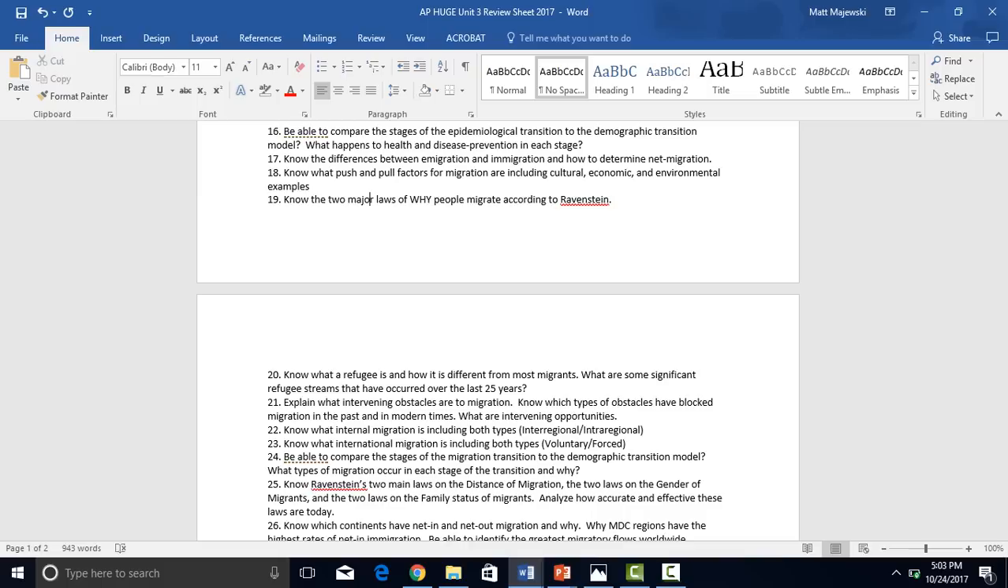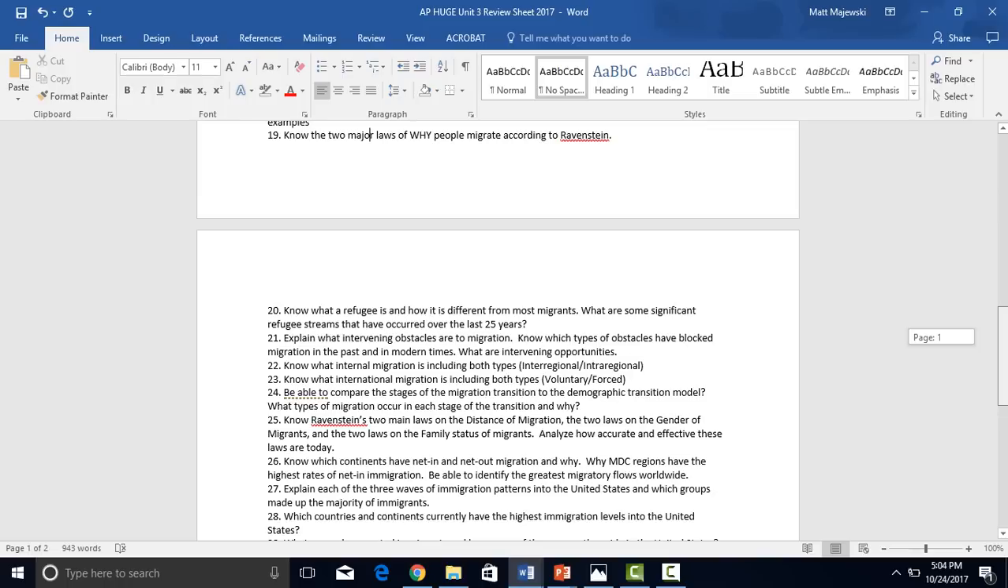People migrate most of the time for economic reasons. So the number one reason why people migrate is for economic reasons. That's probably the simplest one of his, and it's the one that's probably the most accurate still today. The other major law of why people migrate, well, to be honest with you, there really isn't one. That's the major law as to why people migrate. They migrate primarily for economic reasons, and that's what he indicated.